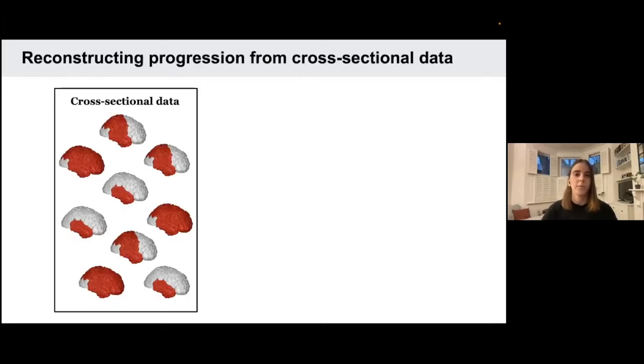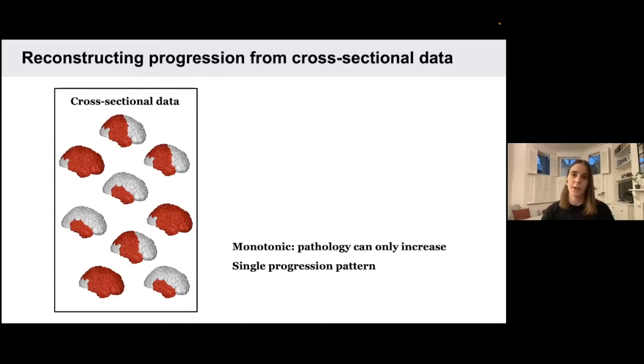So somewhat counterintuitively, you can actually use disease progression models to reconstruct progression patterns from purely cross-sectional data without having any longitudinal follow-up. And this is done by making two basic assumptions. So the first is that each biomarker is monotonic. So this means that the biomarker measures of the pathology can only increase as the disease progresses. And the second is that all of the individuals follow a single disease progression pattern.